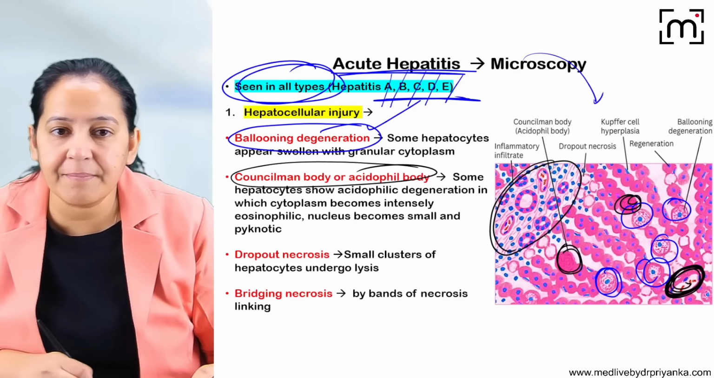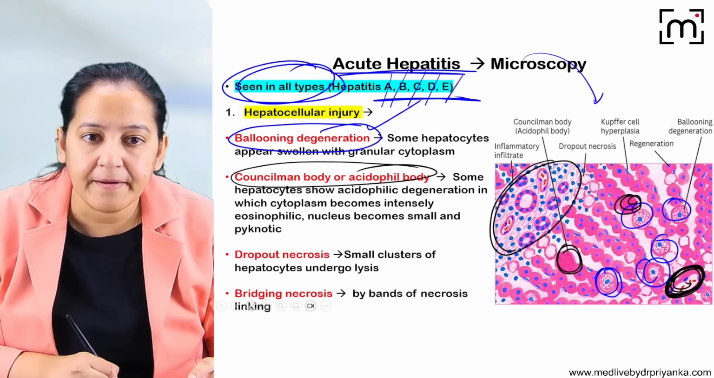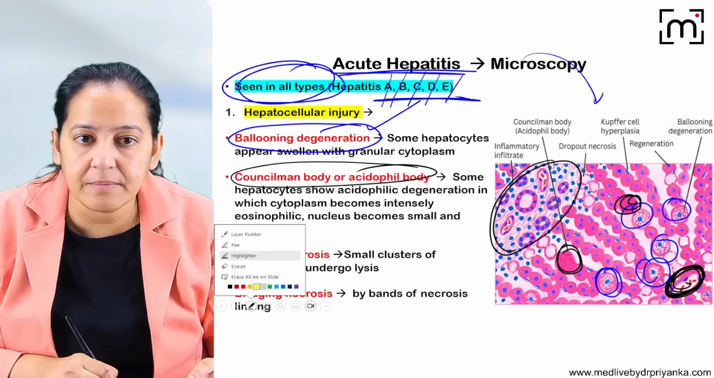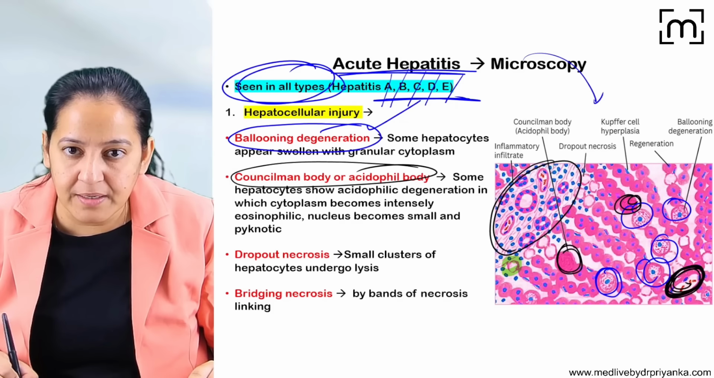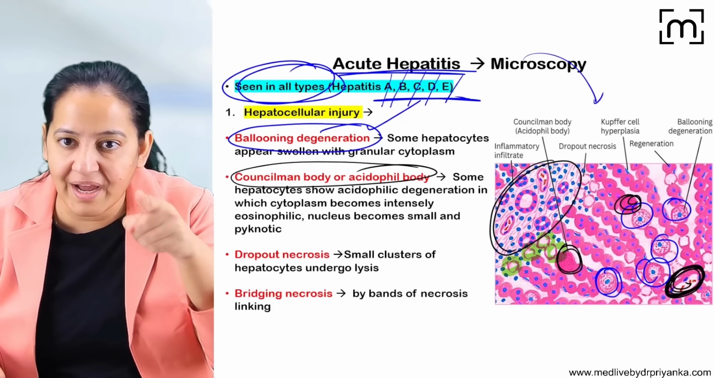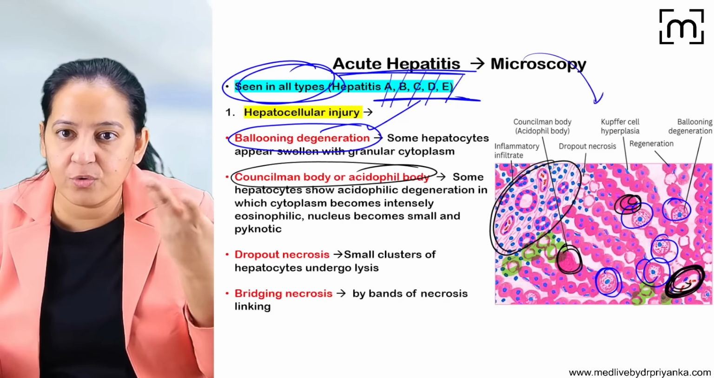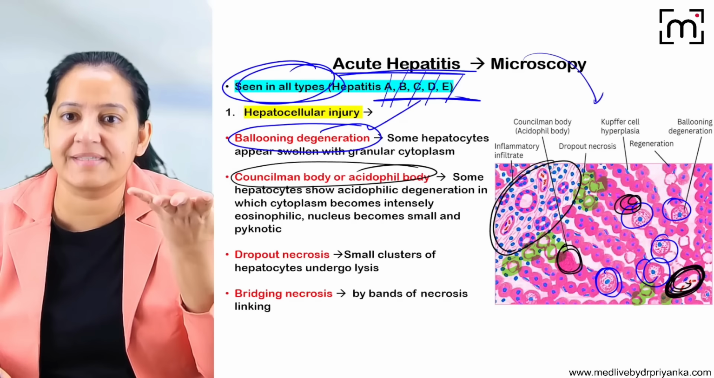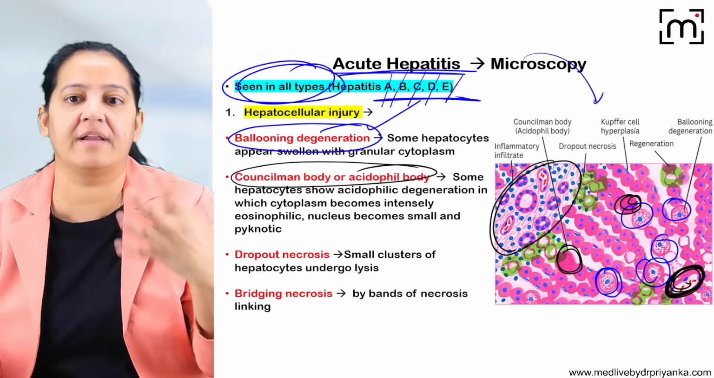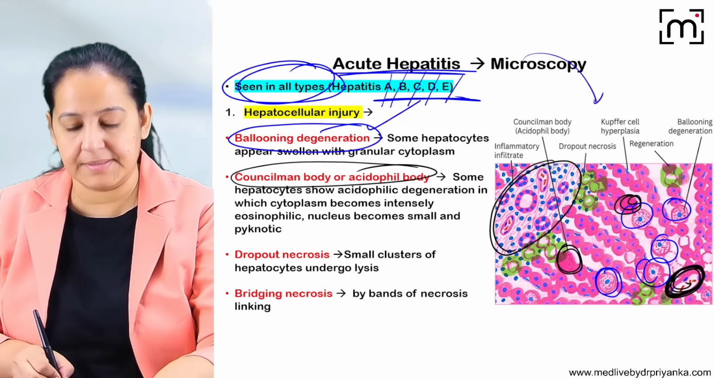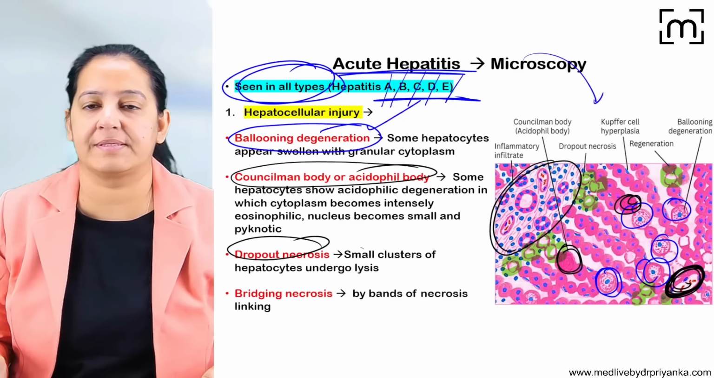Now see these ones. Can you see this one? Let me use a marker to highlight. Can you see these ones? All these. You can see only the outline of the cell. You don't see anything else. It is the necrotic cell. The cell got necrosed. We see only the outline and nothing inside. It is known as dropout necrosis. So some of them show dropout necrosis.